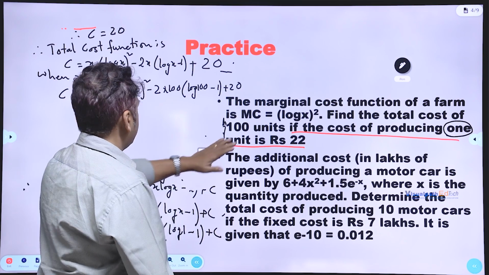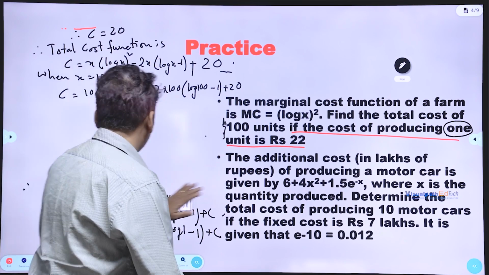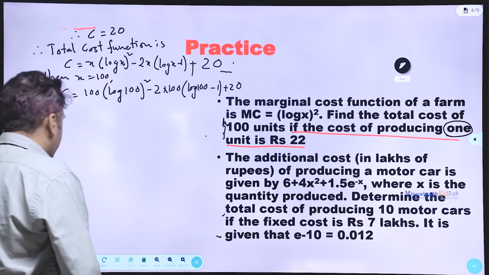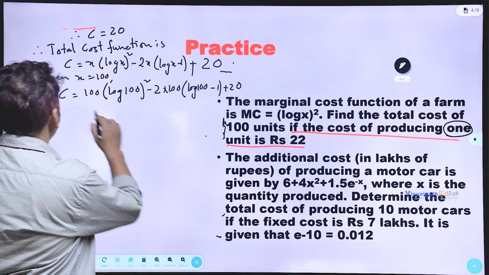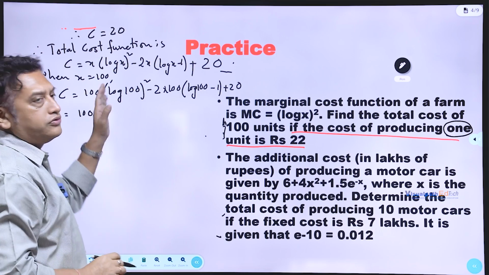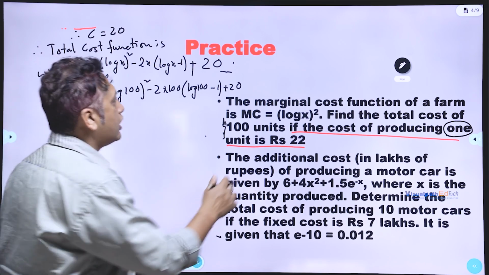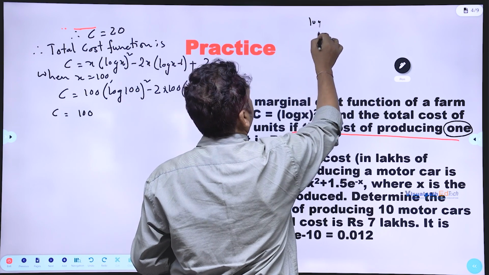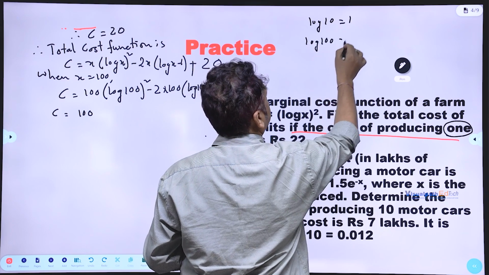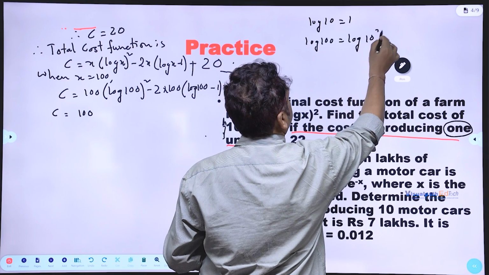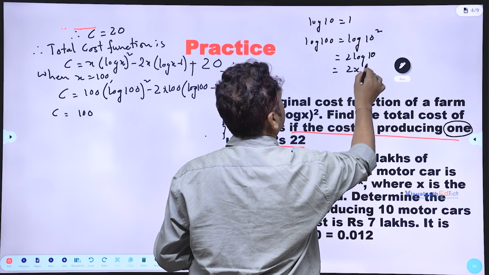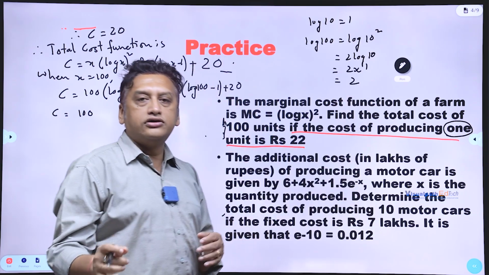Quite a lot of steps involved, but the calculations are simple. But if you make a mistake anywhere, then it will be very difficult for you to get to the right answer. Okay. So we are getting C is equal to 100. Do you know what is log 100? Log 10 is equal to 1. Log 100 can be written as log 10 squared, which is 2 log 10, which is 2 into 1, which is 2. So log 100 is 2.